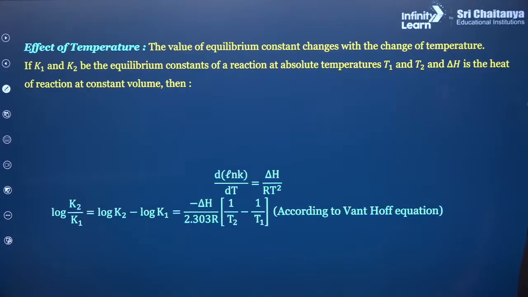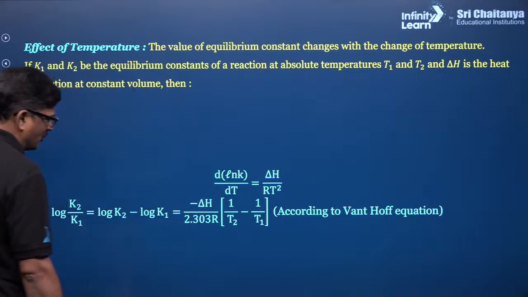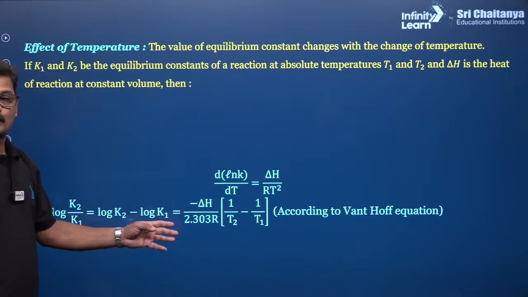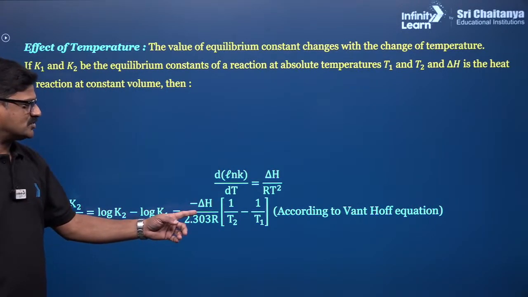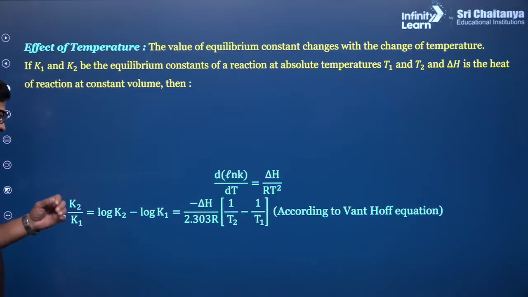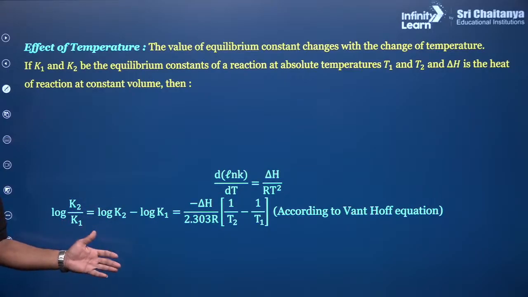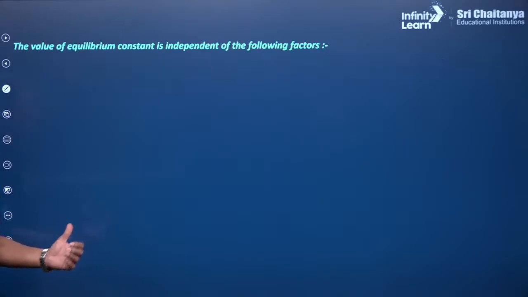Effect of temperature: again you have the Van't Hoff equation. So log K2 upon K1 is equal to delta H by 2.303 R into (1 by T1 minus 1 by T2). Here at T1, K1 is the equilibrium constant, and at T2, K2 is the equilibrium constant.